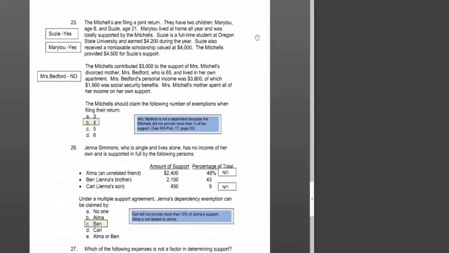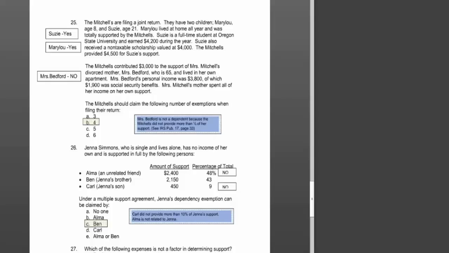Question 25. The Mitchells are filing a joint return. They have two children, Mary Lou, age 8, and Susie, age 21. Mary Lou lived at home all year and was totally supported by the Mitchells. Susie is a full-time student at Oregon State University and earned $4,200 during the year. Susie also received a non-taxable scholarship valued at $4,000. The Mitchells provided $4,500 for Susie's support.